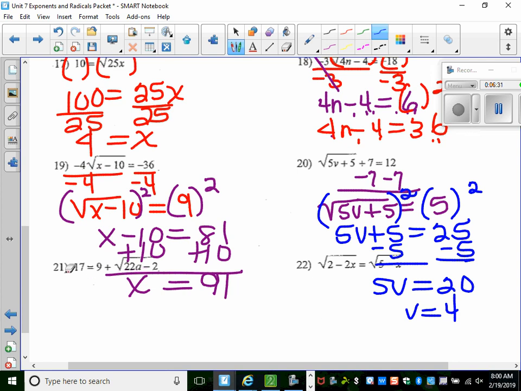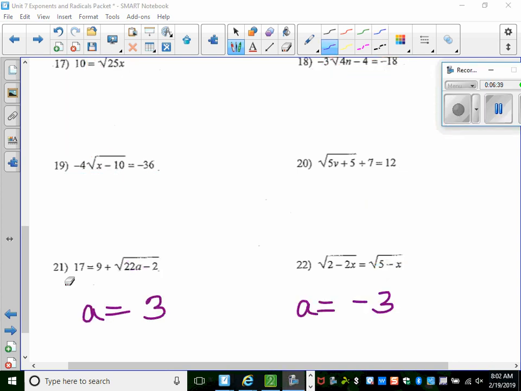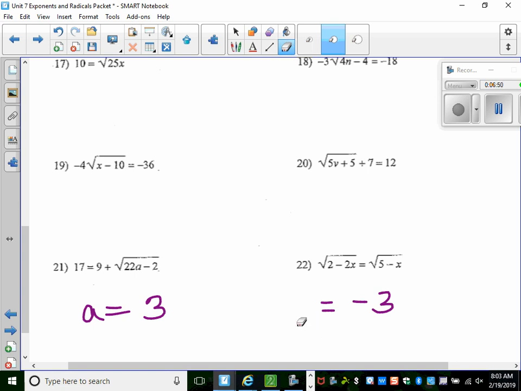I'm going to have you finish up with questions 21 and 22. All right, so it looks like our answers for 21 and 22 will be 3, and actually this should have been x. x equals -3 for the last one.